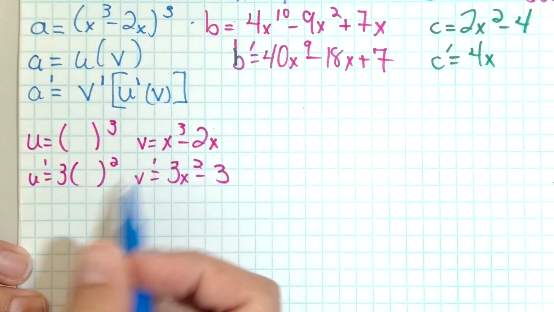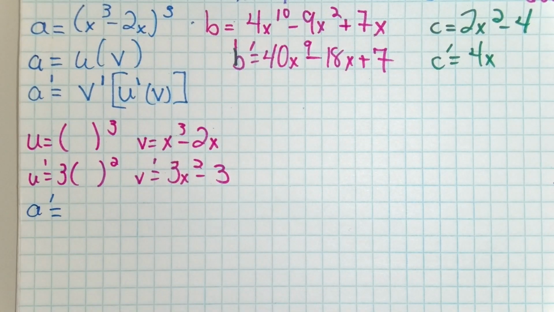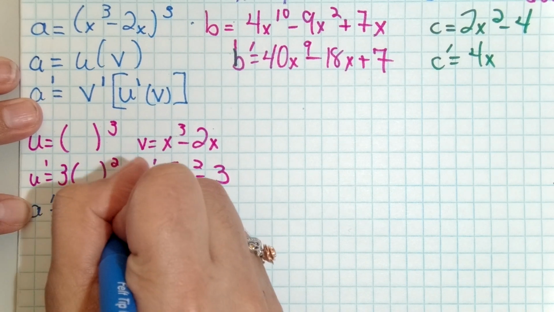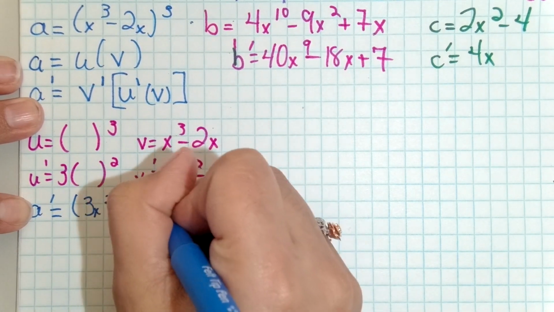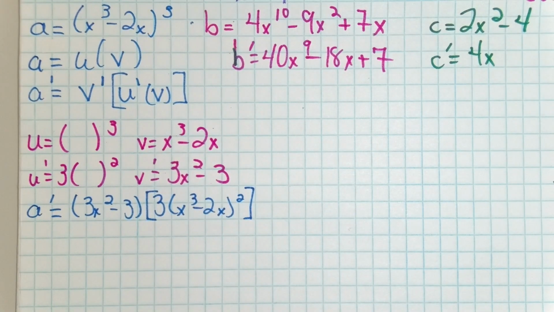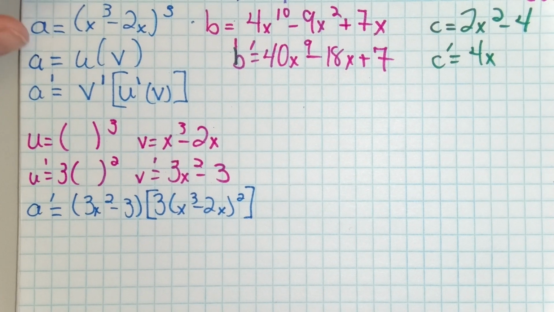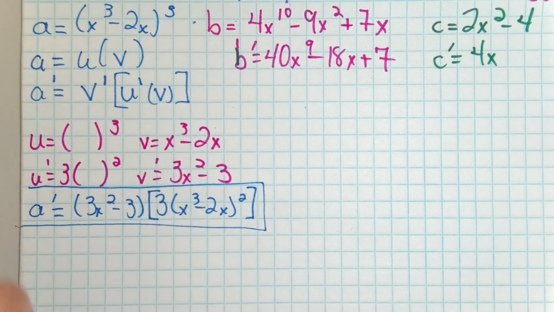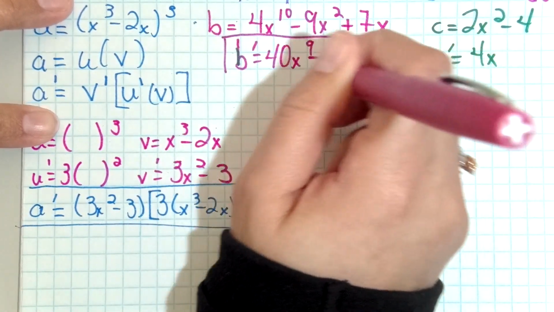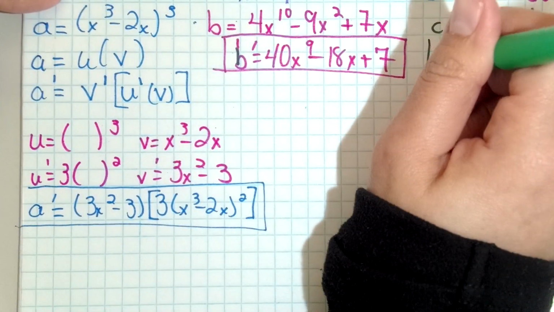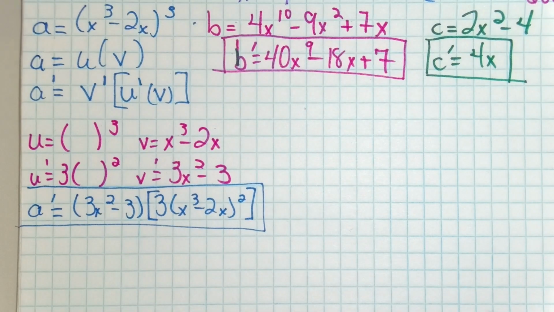So when I put this together, A prime is 3x squared minus 3 times the quantity of x cubed minus 2x, all squared. Okay. So now I have my derivatives. I have my A prime, I have my B prime, and I have my C prime.